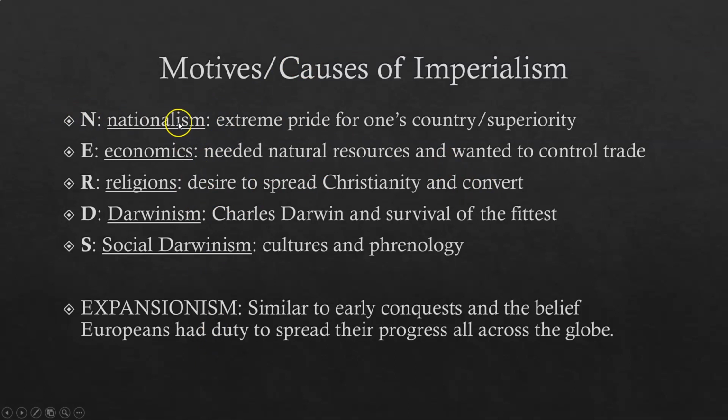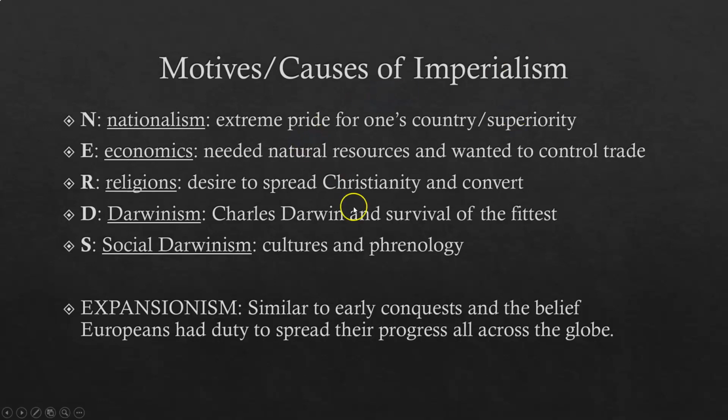The first one is nationalism. The second one is economics. The third one is religion. The fourth one is Darwinism, and then social Darwinism, which these last two can really go together. Nationalism is extreme pride for your country. They said, I'm going to show the other country my power and my superiority, so go take over Africa. Then France and other countries were like, they're super superior, so let's show them that we're also strong.